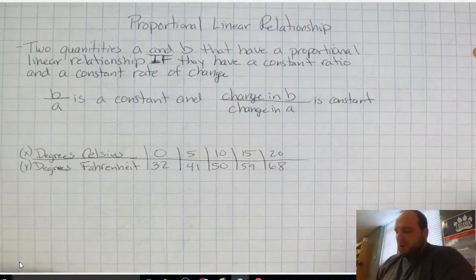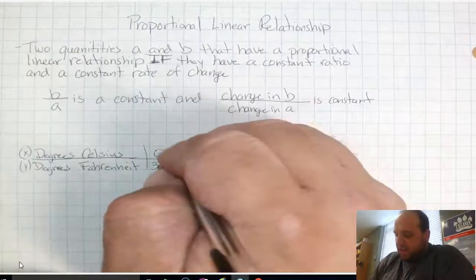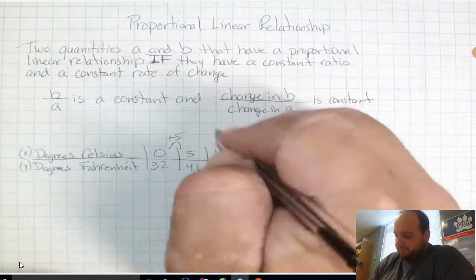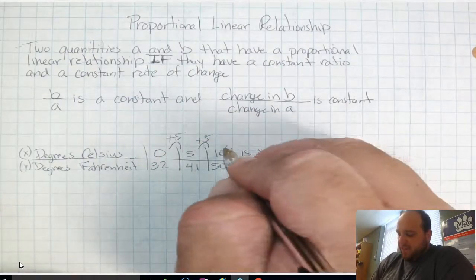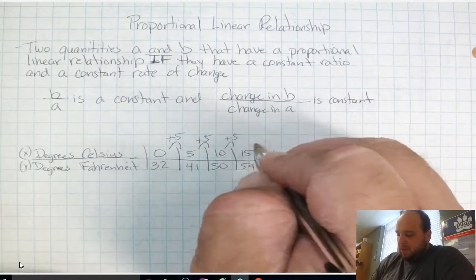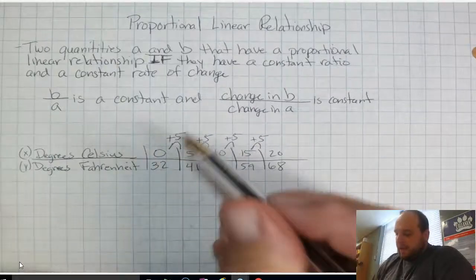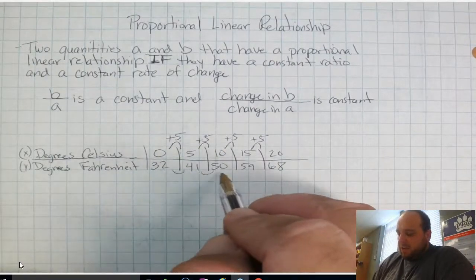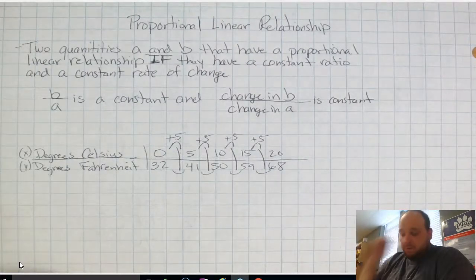So again, I'm going to look and see what the constant rate of change is for the degrees Celsius. This went up by 5 here, and this went up by 5 here. From 10 to 15, that also went up by 5, and from 15 to 20, that also went up by 5. Because I saw each of these go up by 5, each of these down below had better go up or down by the same amount also.